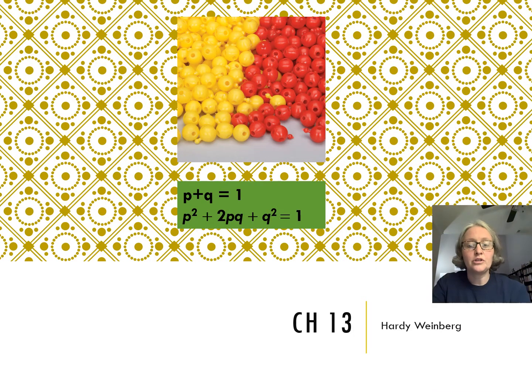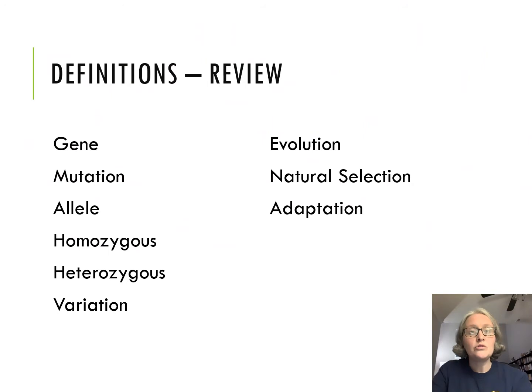So let's start off with Chapter 13, thinking about Hardy-Weinberg equilibrium. Some review definitions that you should be comfortable with. First off, a gene. A gene is a sequence of DNA that usually codes for a protein of some sort. You would need to think of genes as generic categories, something like hair color, right? That's just a big generic category. Genes over time have mutated, and now we have multiple versions of genes. Those multiple versions of genes are called alleles.